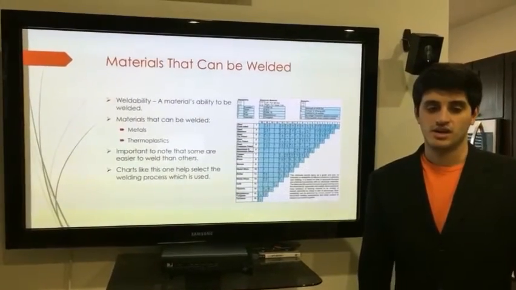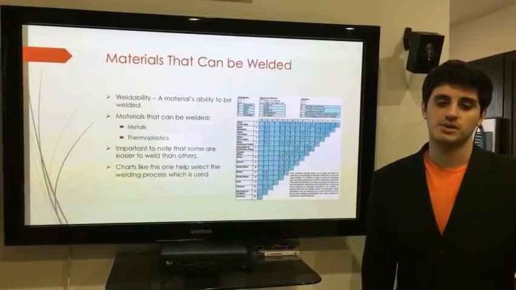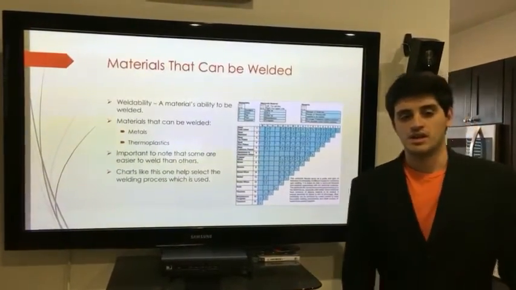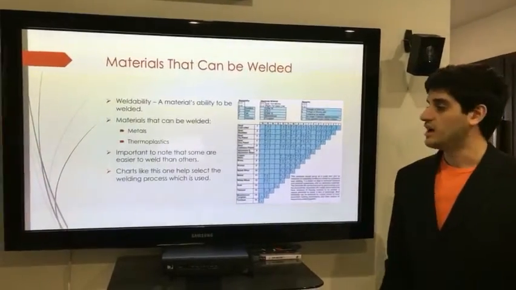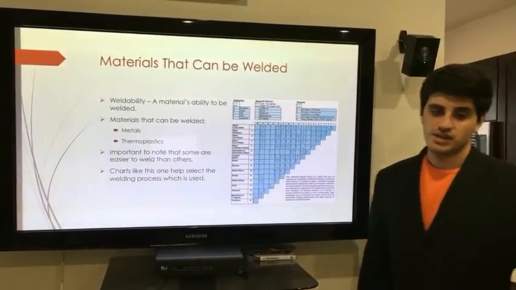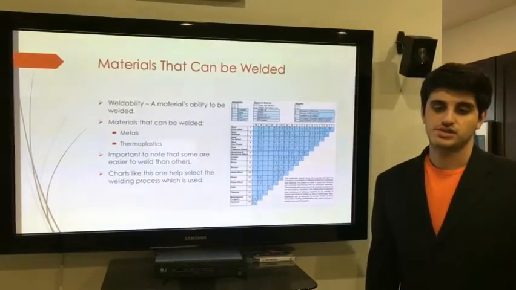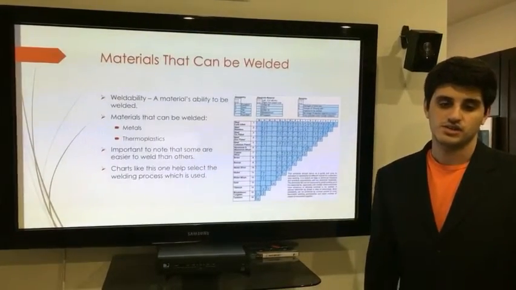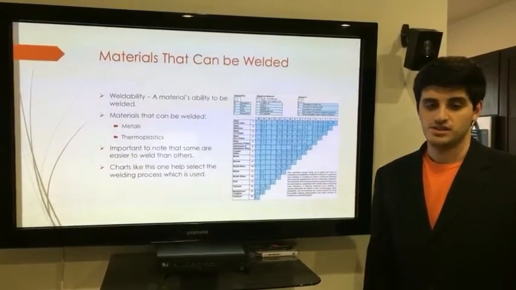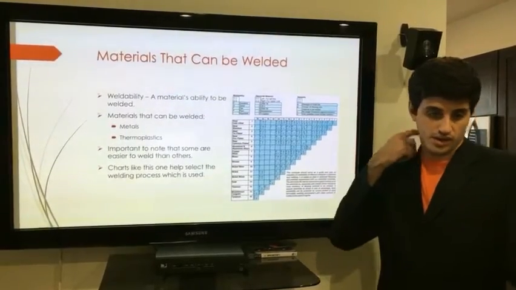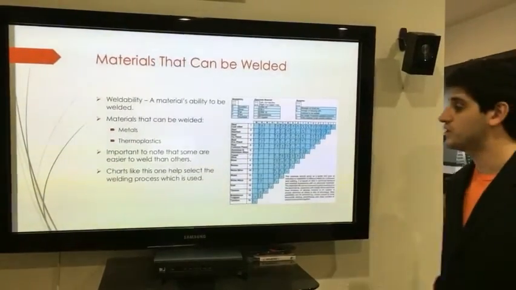Materials that can be welded. Weldability is a material's ability to be welded. Materials that can be welded are metals and thermoplastics. It is important to note that some materials are easier to weld than others. A chart like this helps select the welding process which is used.